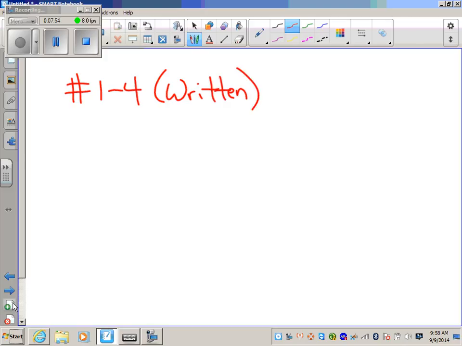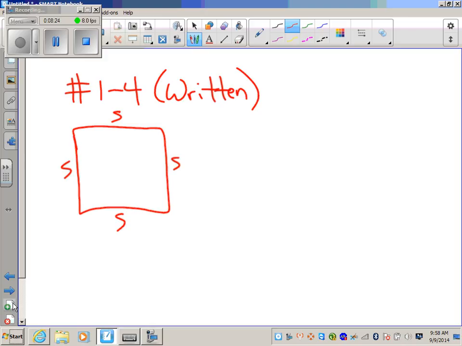Okay, let's take a quick look at the written section, 1 through 4. Off to the side, they give you a square. Take a look with me. This is going to help you with the rest of that. If we can get off to a good start on 1 through 4, you're going to have an easy enough time with 1 through 16, which is what your assignment's going to be.